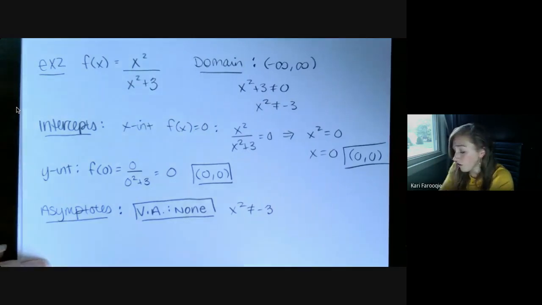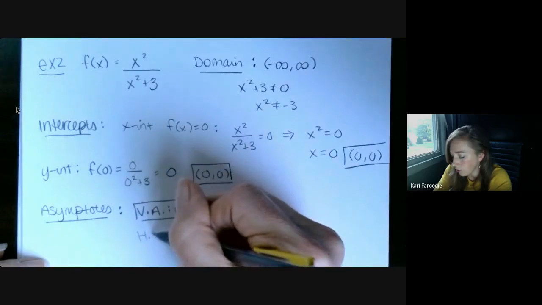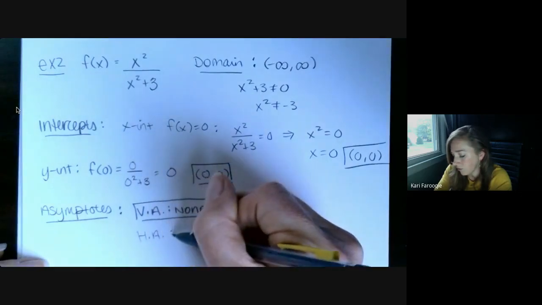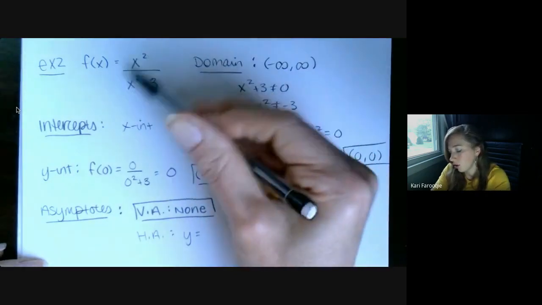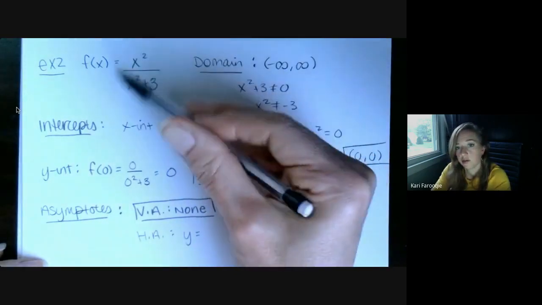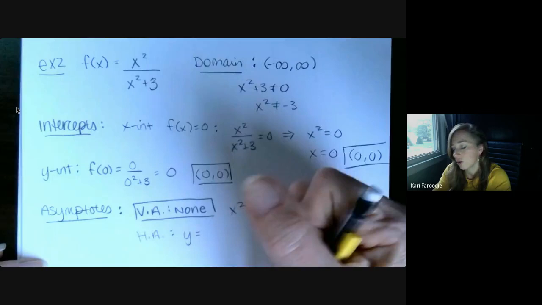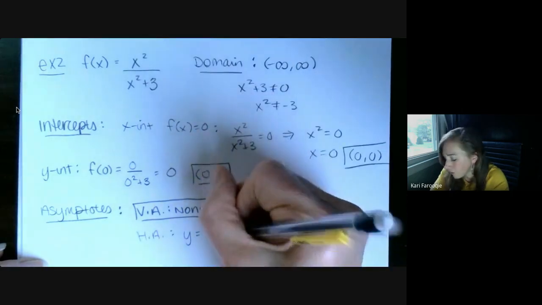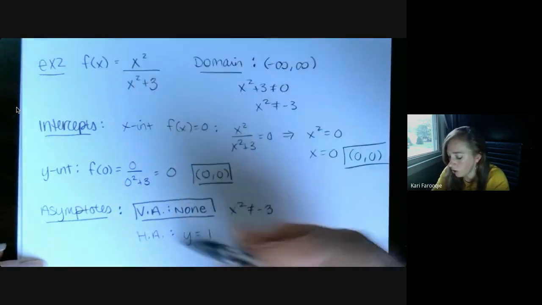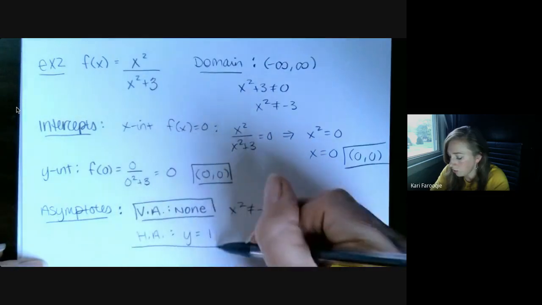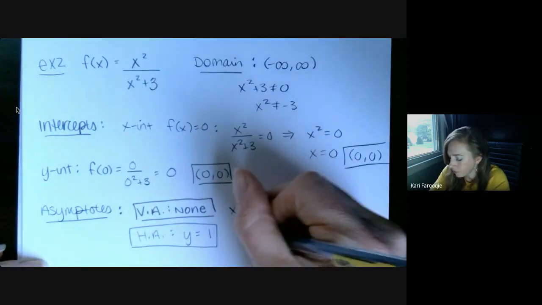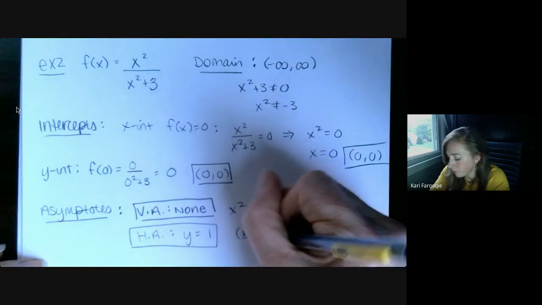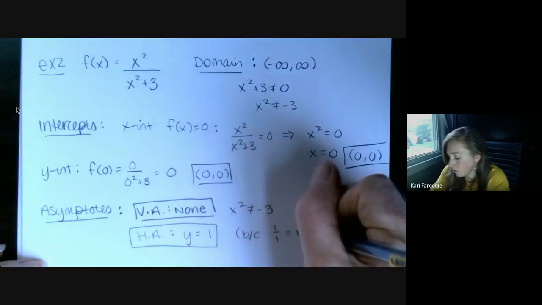Now, for your horizontal asymptote, we'll have some information out of this. It's going to be y equals the ratio of the lead coefficients because the degrees of the numerator and denominator are the same. So 1 divided by 1 is 1. Your horizontal asymptote is at y equals 1. This is because 1 over 1 is equal to 1.